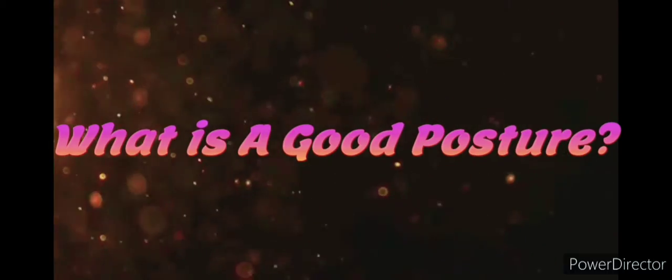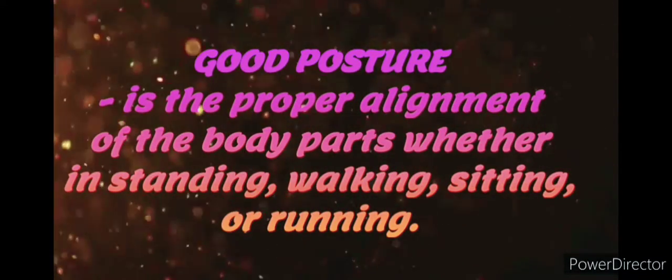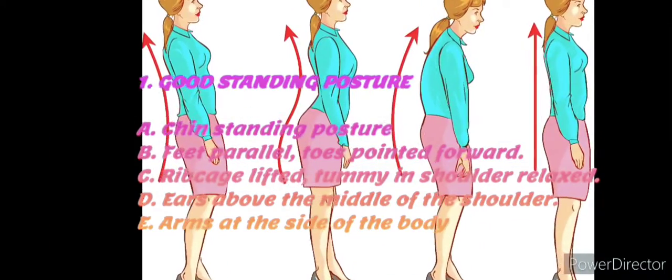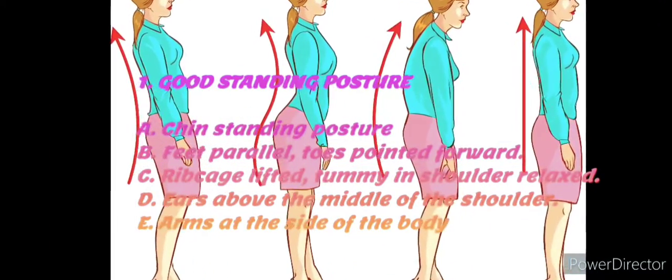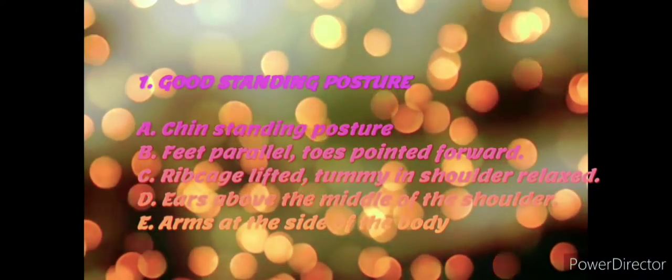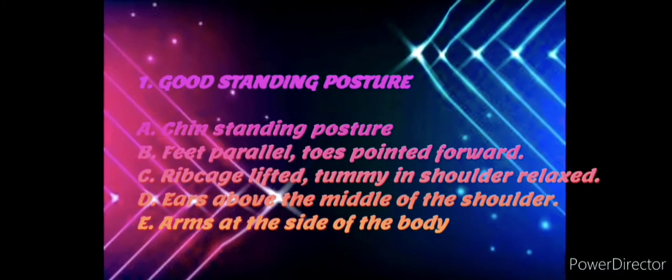But before anything else, we need to define what is a good posture. A good posture is the proper alignment of the body parts whether in standing, walking, sitting, or running. Number 1, good standing posture. Letter A, the chin parallel to the floor. B, feet parallel, toes pointed forward. C, rib cage lifted, tummy and shoulder relaxed.